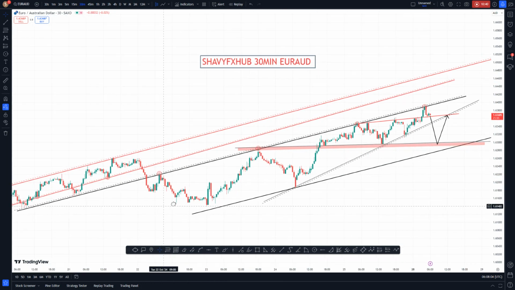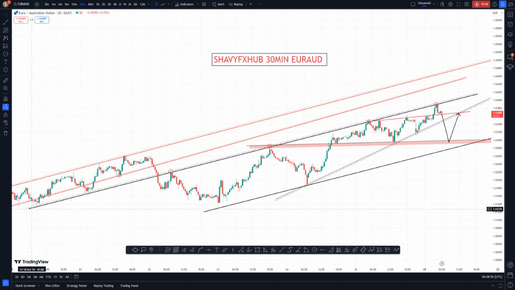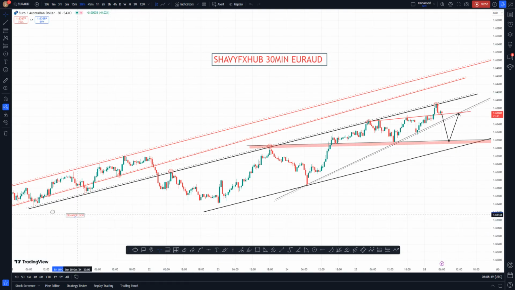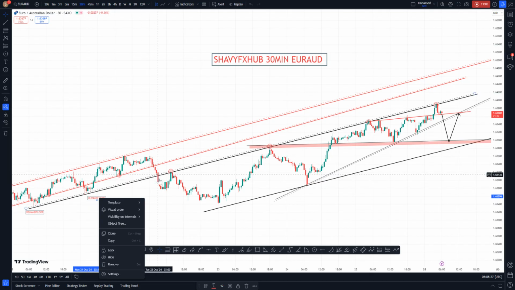30-minute structure, very nice floor. Demand floor. Break of a demand floor. Price returns where? On supply roof.